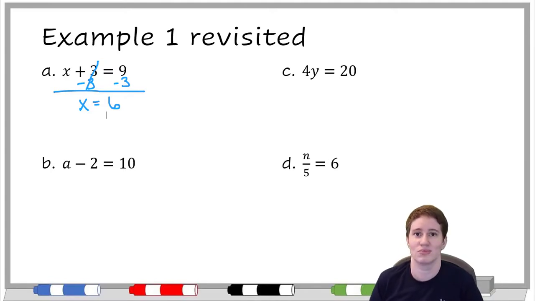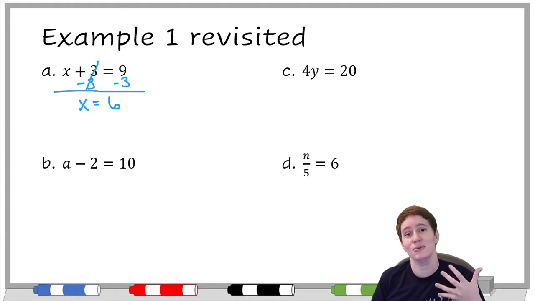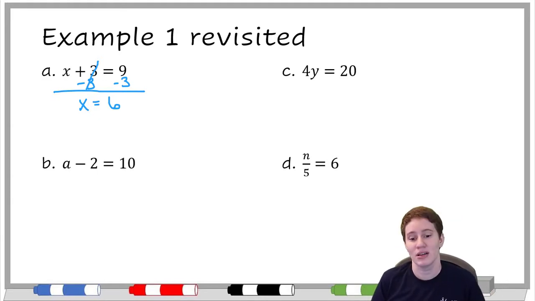All right, let's look at B. So here we have a minus 2 equals 10. Because we have a minus 2 there, wouldn't it be great if we could add 2? So this is a situation where, hey, wouldn't it be great if we could add 2, but oh wait, we can if we use the addition property of equality. So I can add 2 here, and I can add 2 there, here are 2, there are 2, everywhere are 2.